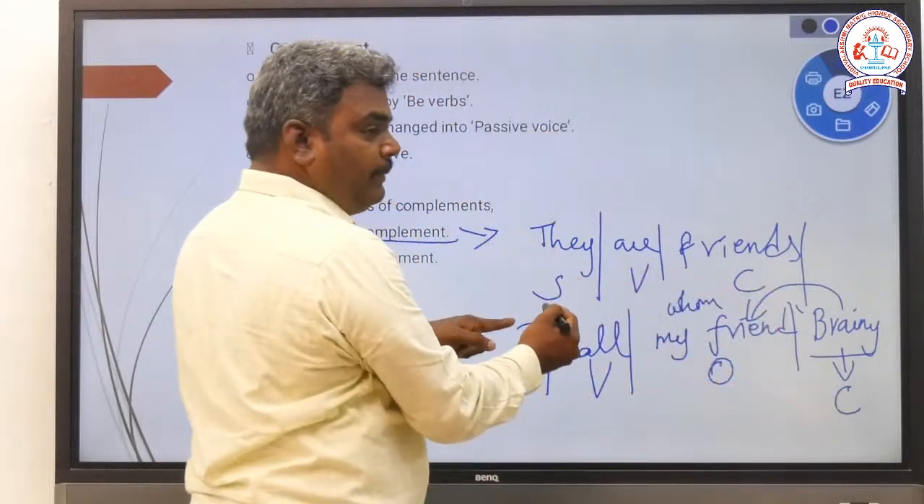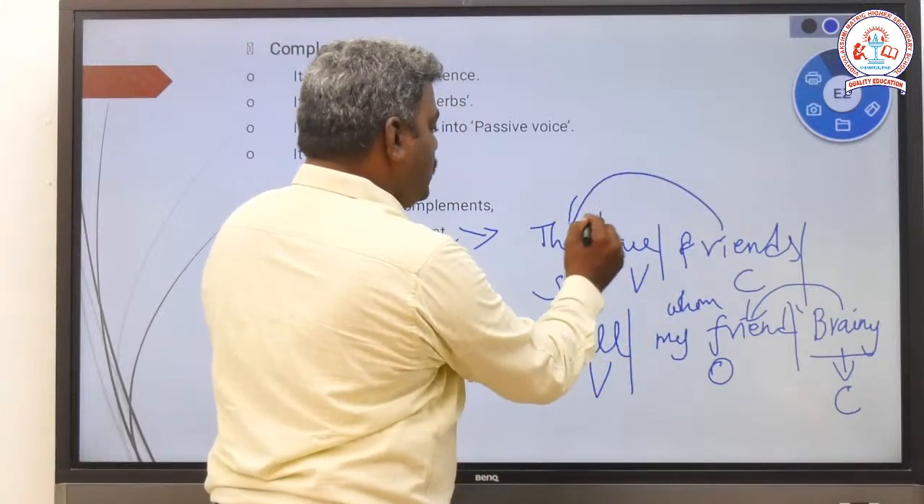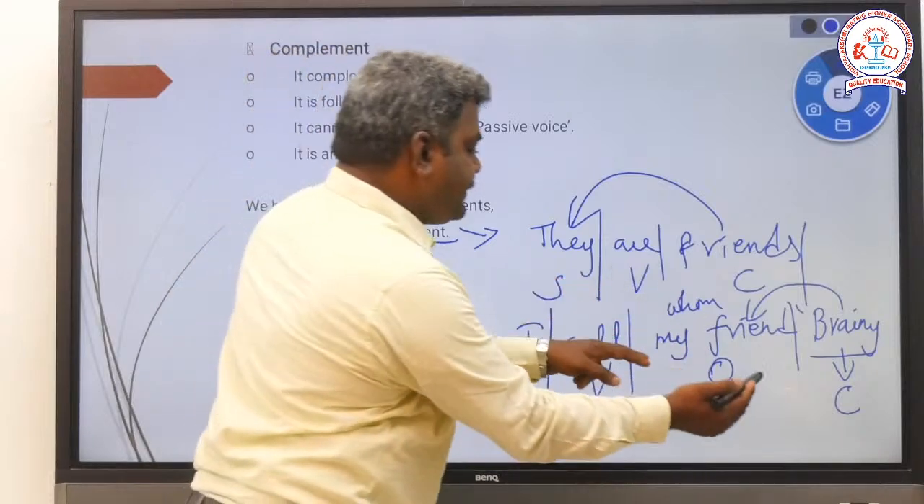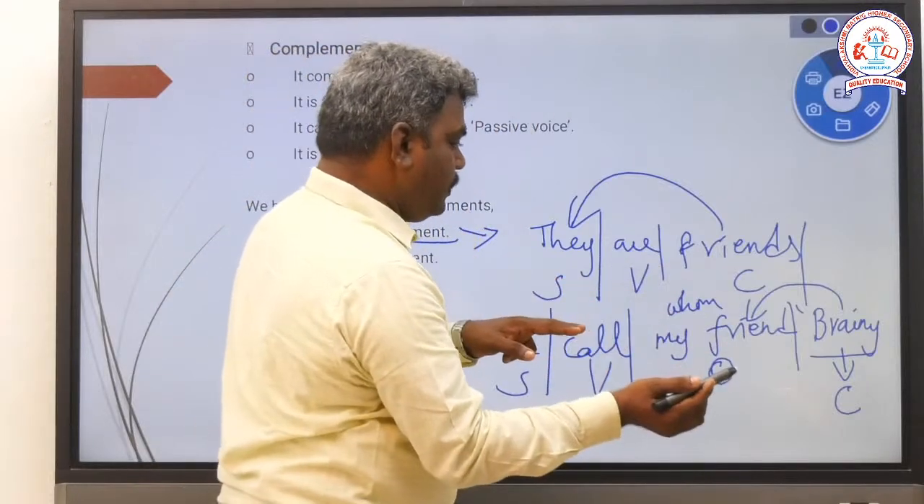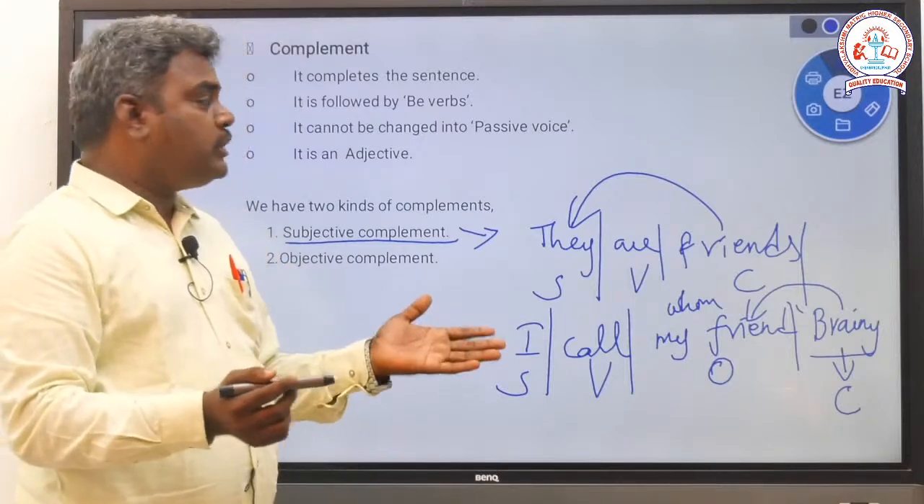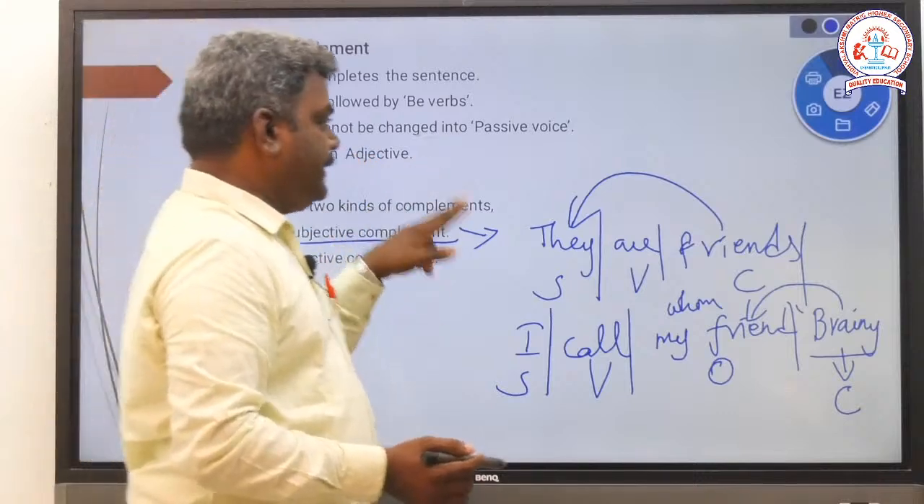This is called subjective complement. It's very easy. Subjective complement qualifies a subject. Objective complement means it qualifies the object. It's very easy to understand. Okay, so let me give you some exercise. You will do it and you will come to know what is complement, what is IO and DO.